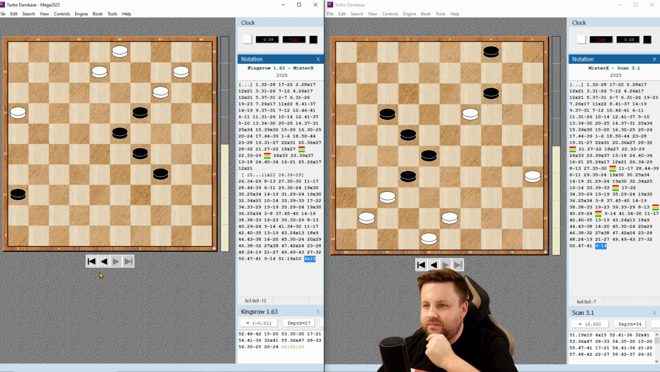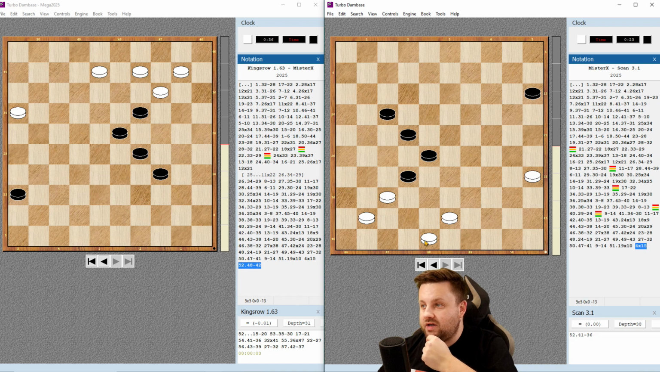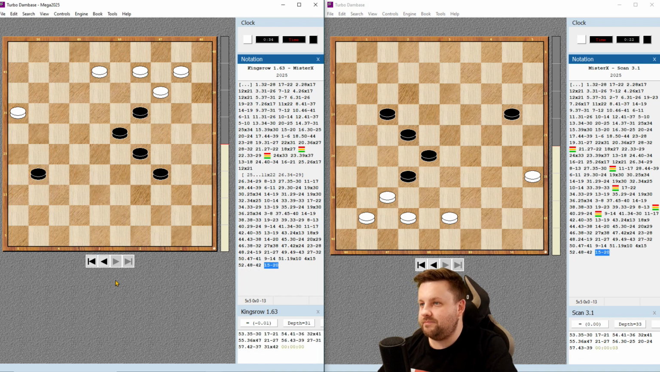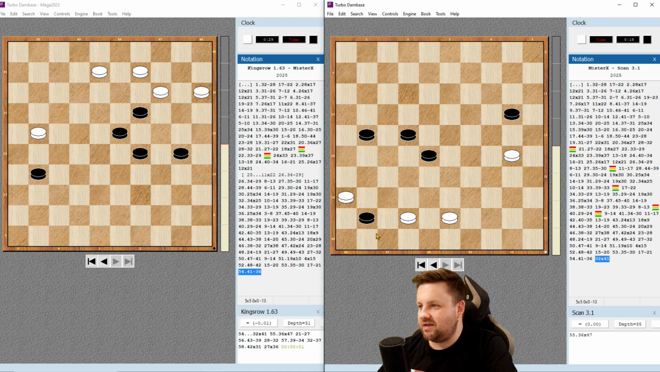Now both computers are calculating it on 30 moves depth, and both sides are thinking, showing that there will be a draw, probably. So in this position, scan plays 15-20, waiting for the answer from KingsRow, which will be 35-30. I was really hoping that scan might make some mistake in the end game, but the question is if it is possible to make a mistake here.